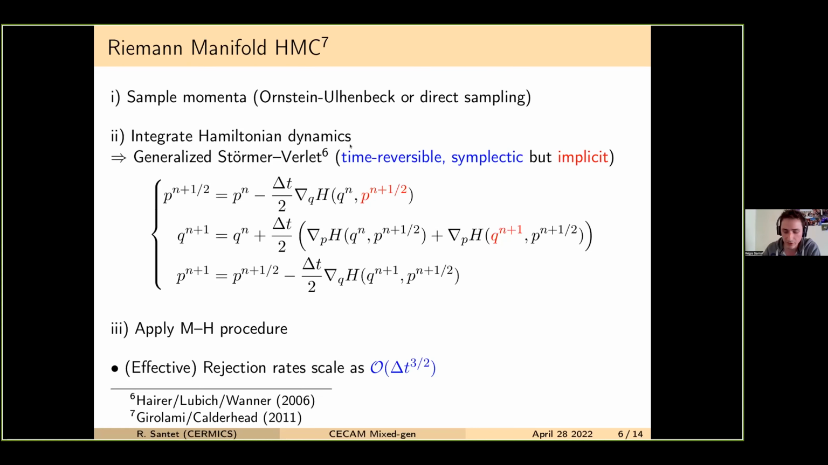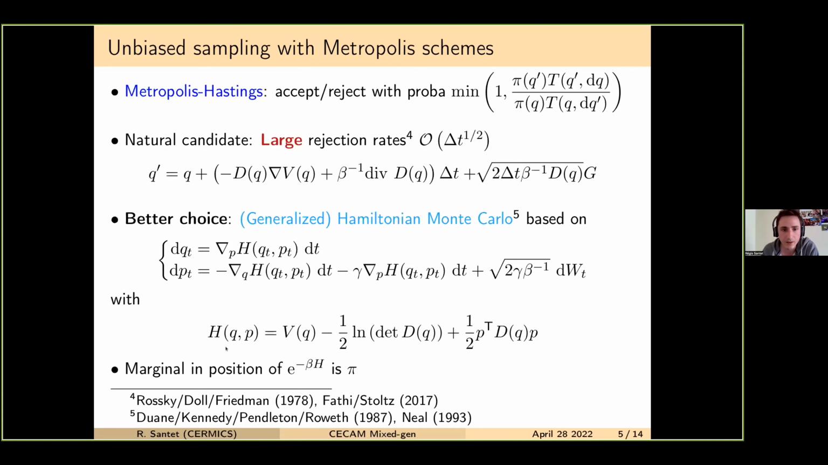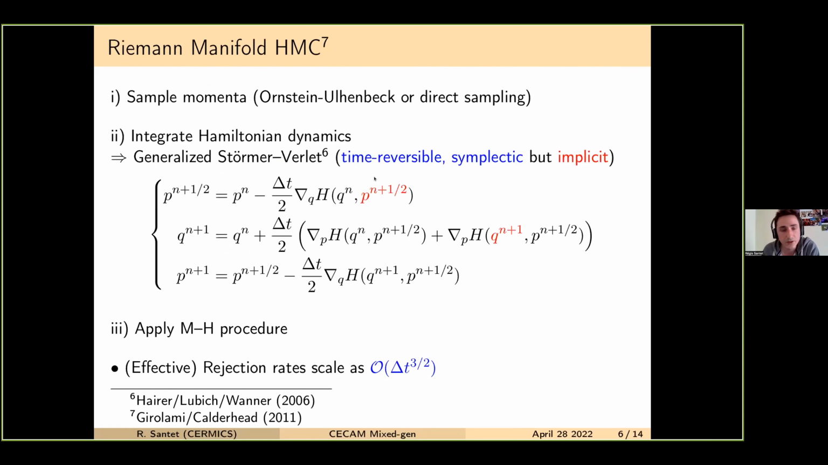But because I have this coupling term here, my Hamiltonian is not separable. And this implies that in this setting, I need a numerical scheme which is time reversible and symplectic. Usually you would use this velocity-Verlet kind of numerical scheme, but I need to use its generalized version so that I have those two properties. And this implies that I have to deal with implicit numerical integrations. And so after this integration of the Hamiltonian dynamics, I need to apply, of course, the Metropolis-Hastings procedure.